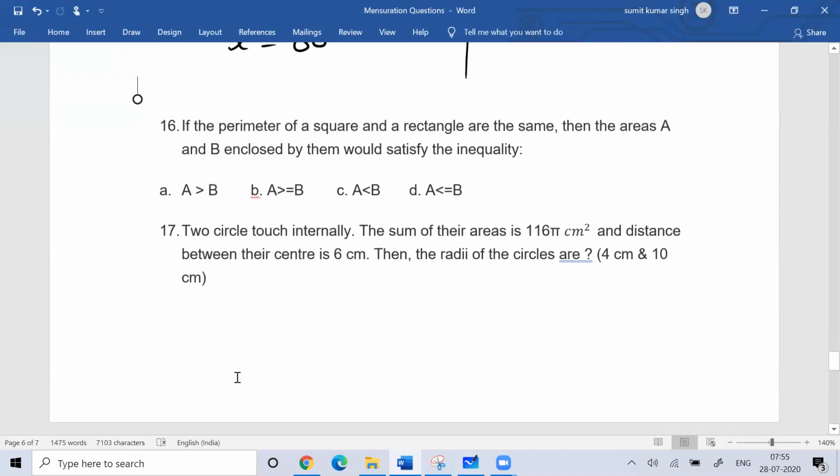Then the next question you see: if the perimeter of the square and rectangle are same, then the area A and B enclosed by them would satisfy. Very good question. So you can consider it's a very good question. So here let me copy this question.